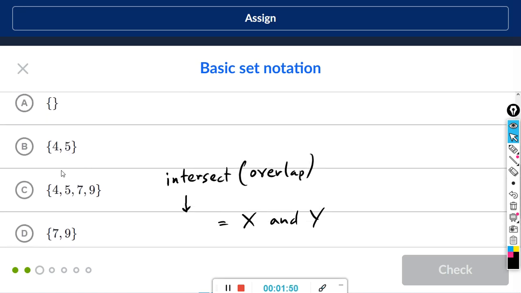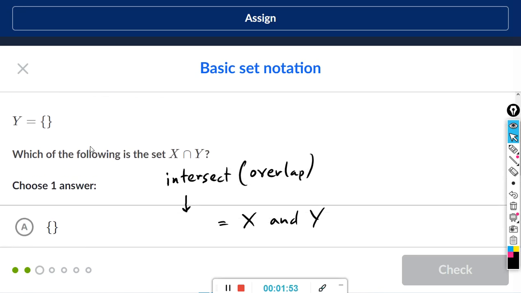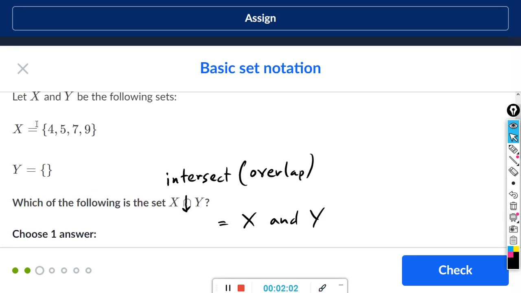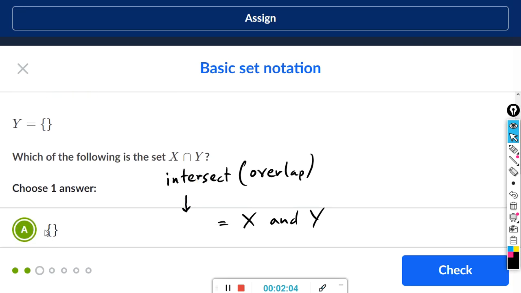Okay, so B, C, and D, they all have numbers. So we're looking at A. This is called the empty set. All right, when there's no numbers, it's just the empty set. So since there's no overlap between X and Y, it's just the empty set.